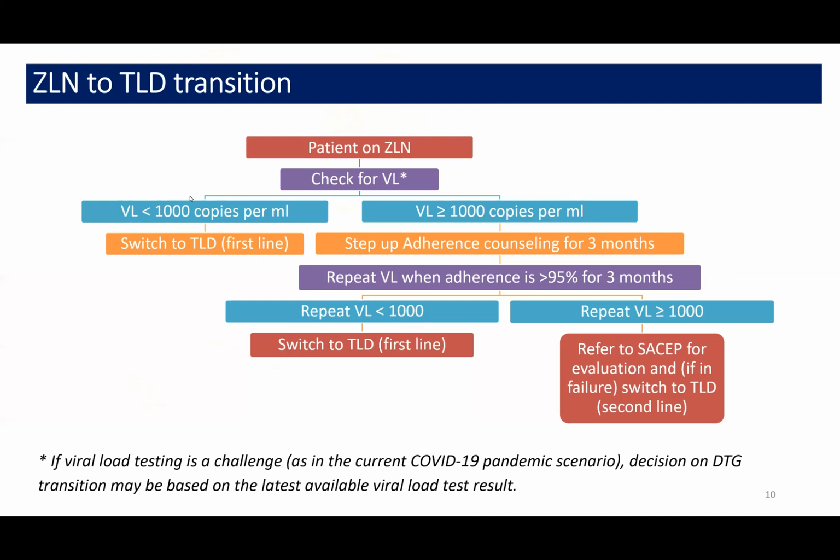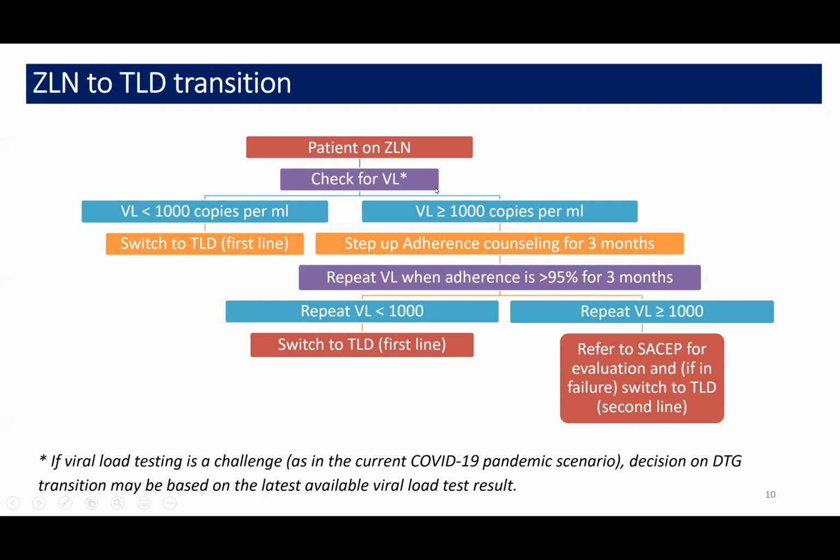If viral load is done and it is less than 1000 copies per ml, then switch to TLD as first line. This is very important to note: even though we are saying TLD in first line and also in second line, whatever substitution or switch we are making here from ZLN to TLD is being made as a first line substitution, or sorry, first line switch, or a switch to second line. So if viral load is less than 1000 copies per ml, that means the patient is suppressed on ZLN, and we will still change ZLN to TLD as a continuation of first line itself.